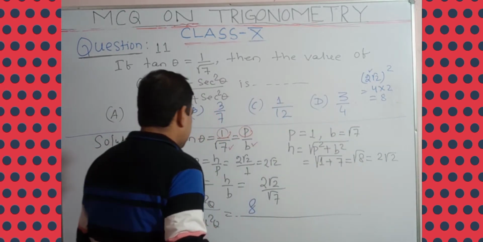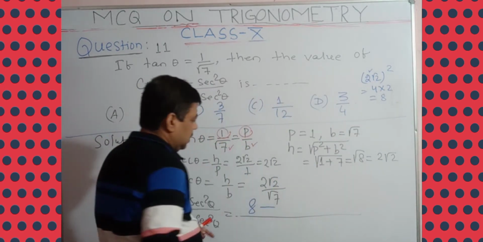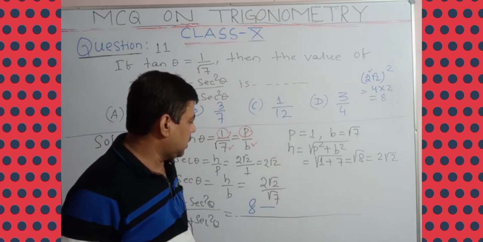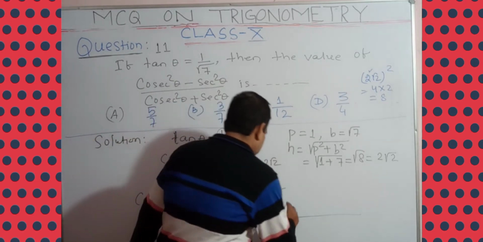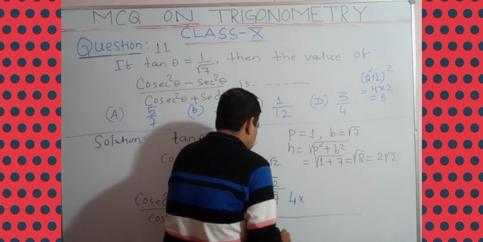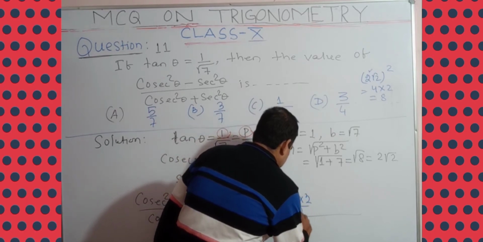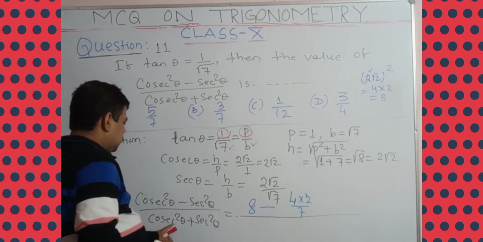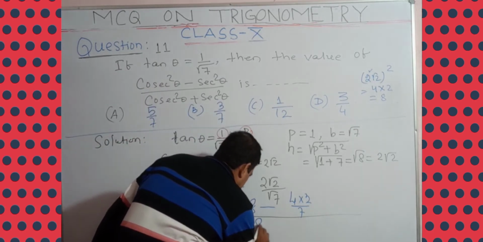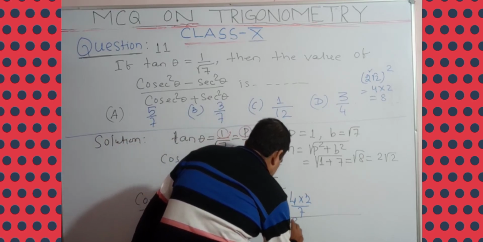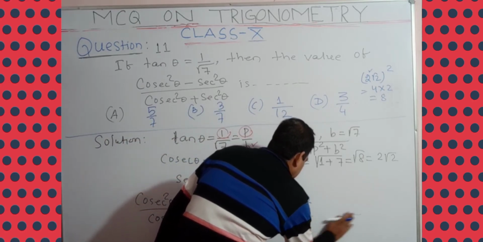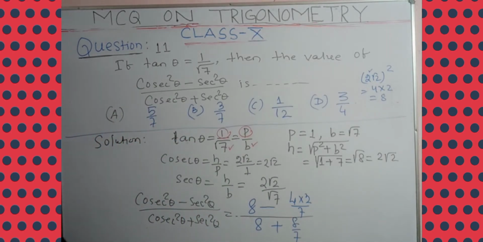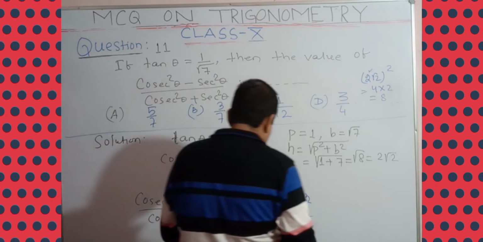Minus sec square theta. And sec square theta means what? You see, 2 into root 2 by root 7 whole square. So it will be 2 the square 4 into root 2 the square 2, root 7 the square is 7. Understand? And similarly cosec square theta plus sec square theta value is also 8 plus 8 by 7. So you calculate it and you'll get the value. Yes or no? Okay, so let's find the value here.